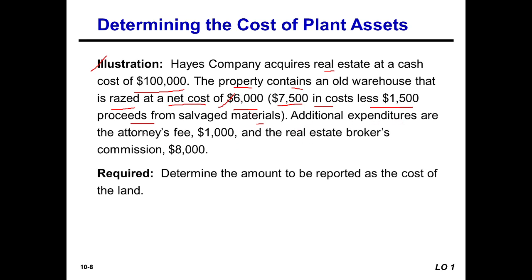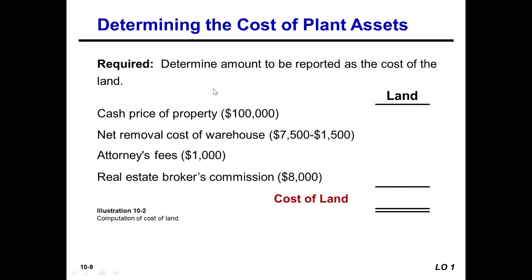Additional expenditures are the attorney's fees of $1,000 and the real estate broker's commission of $8,000 required. Determine the amount to be reported as the cost of the land. Let's look at this matter.